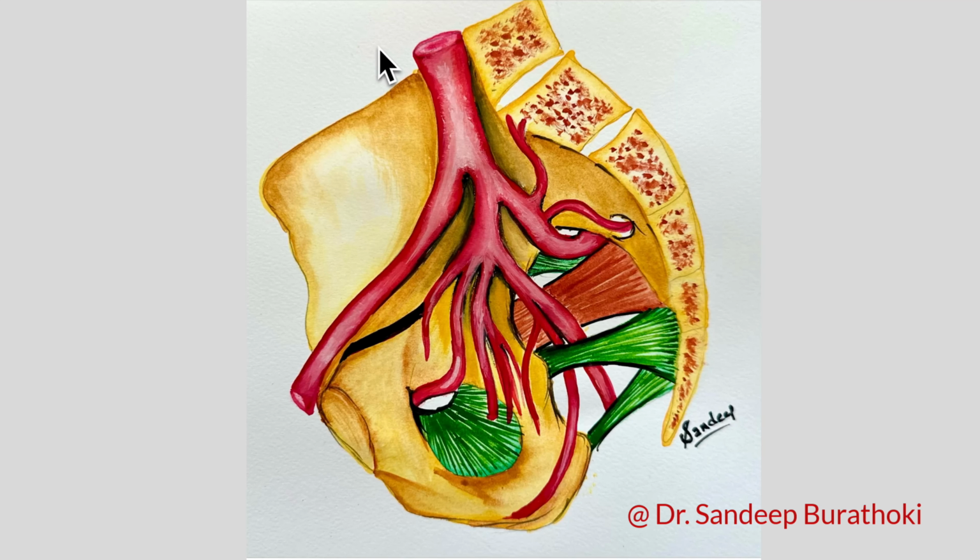Here we could see this is the common iliac artery that divides into the external iliac artery and internal iliac artery at the level of the sacroiliac joint. This internal iliac artery divides into the anterior trunk and the posterior trunk. The anterior trunk predominantly supplies the pelvic organs and the perineum, and the posterior trunk supplies the pelvic wall.